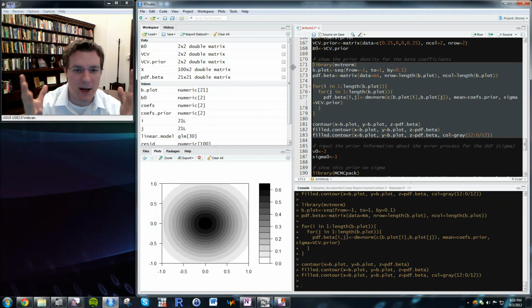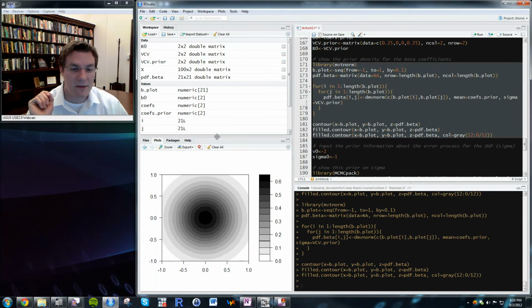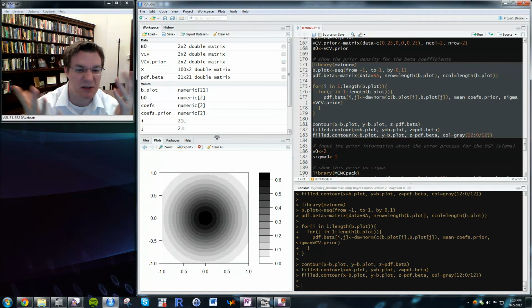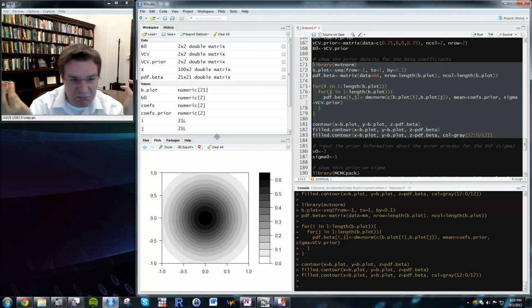This is an expression of my prior beliefs. I think that the betas are basically 0. I think that they're not correlated with one another. And I'm pretty certain, actually, that they're 0 in the sense that most of my density is concentrated around 0, and there's some degree of uncertainty around them.